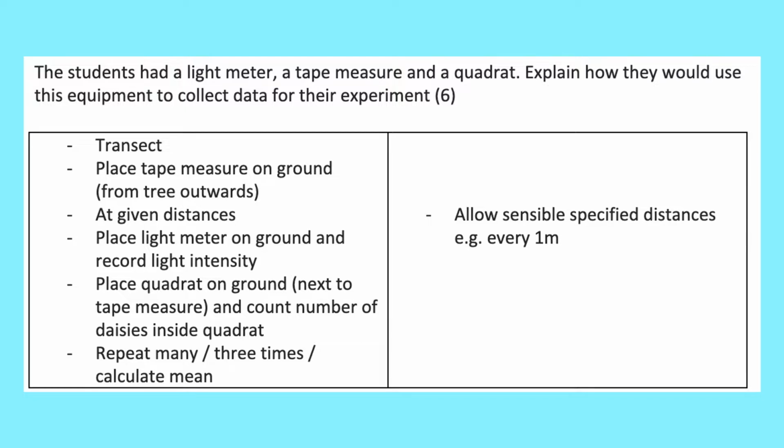The important thing then is that you need to repeat this many times. So you need to repeat the number of quadrats several times along the transect and the light intensity measures. And then you need to do this at several trees, but also at several angles coming out from the trees. And that's so that you can calculate a mean to ensure that your results are reproducible and that they are reliable.